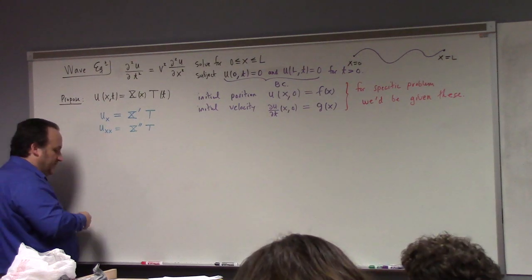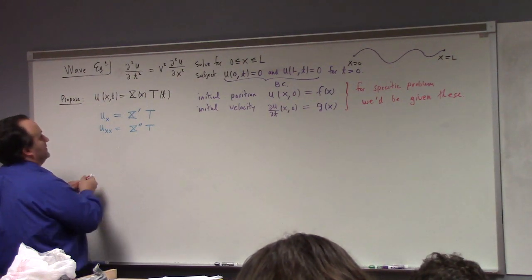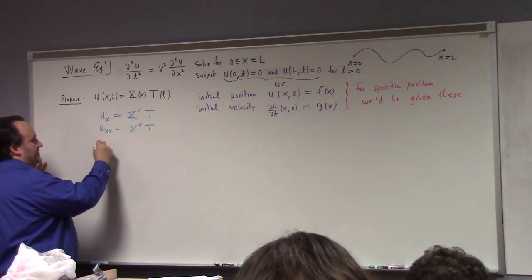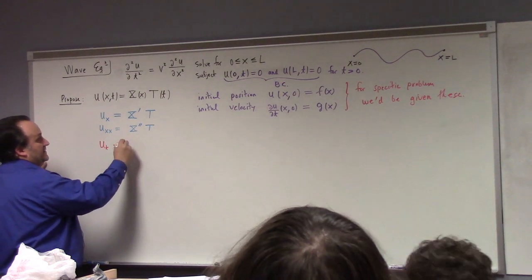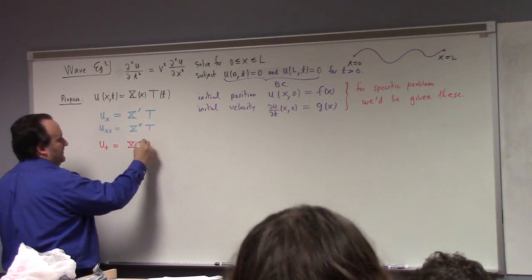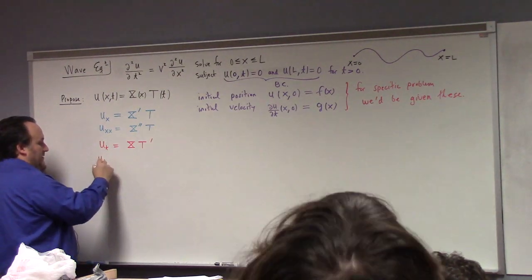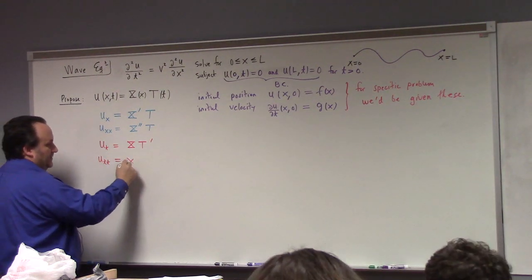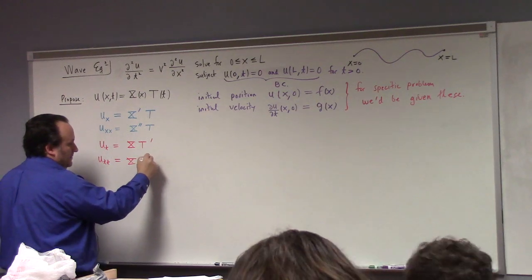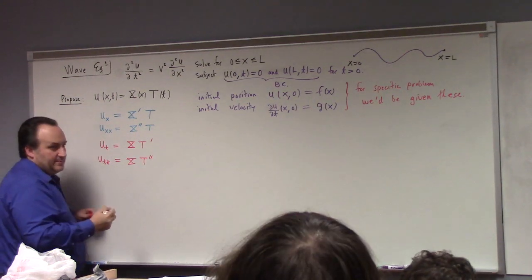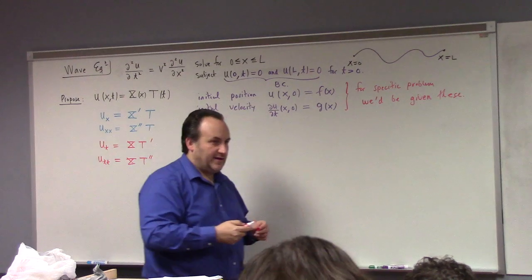And then likewise, we can take the time derivatives, and a similar thing happens there. Ut is X T prime. I gave you more details on this last time. I'm being a little bit more brief this time. If you have questions, just speak up. I'll write another line or two.